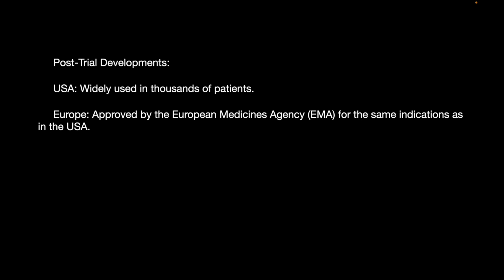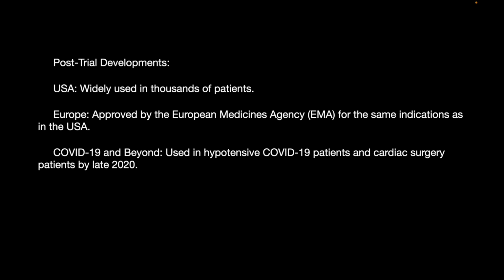Post-trial development. In the US, it has been used in thousands of patients as of now. Europe has approved the same drug for the same indication as the US. In COVID-19 trials, hypertensive COVID-19 patients and cardiac surgery patients have been treated with this particular drug. Regarding commercial availability, it was already available in the United States and recently it has been made available in Europe also. So, the subgroup analysis of the ATHOS-3 trial.